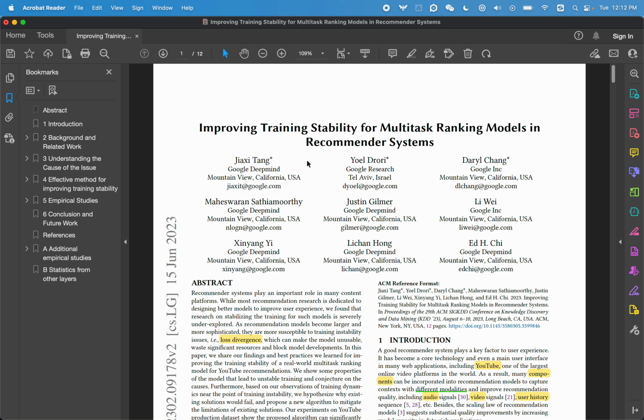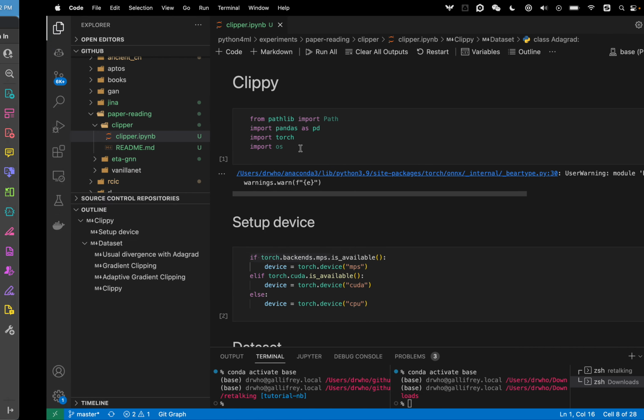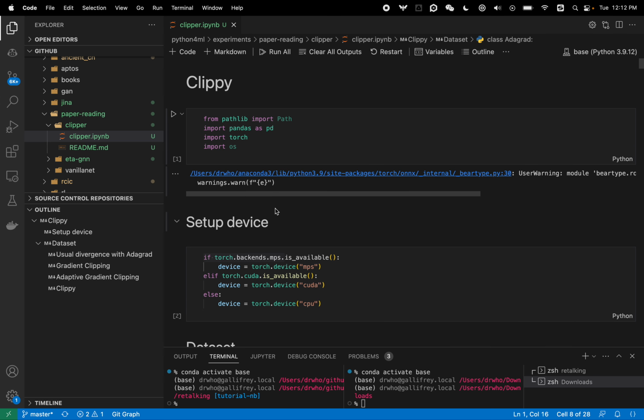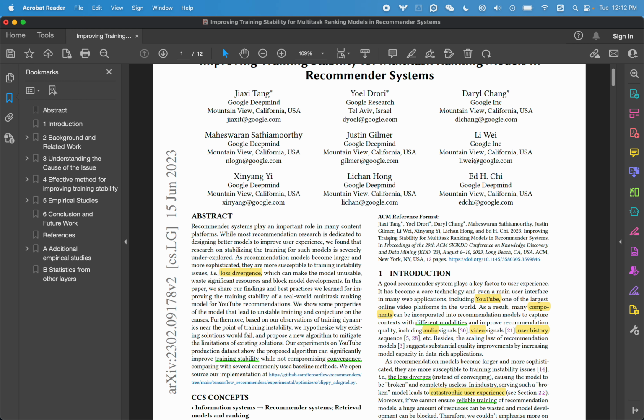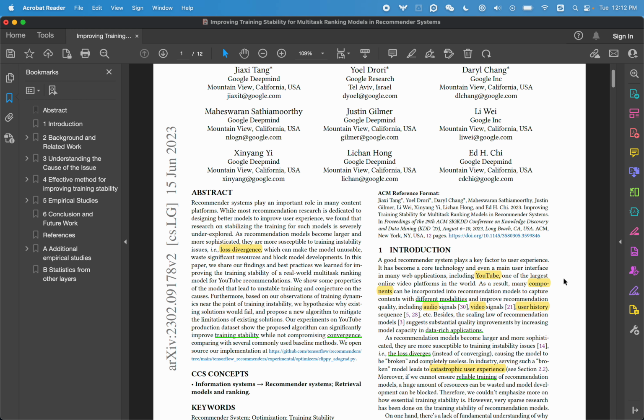All right, let's look at this Clippy paper. It's about improving training stability for multitask ranking models in recommender systems, and it leads to an optimizer called Clippy. So this looks like a recommender paper, and it actually uses YouTube's video recommendation model as an example, but in essence it tries to solve a problem like loss divergence, which is pretty universal and happens in lots of places.